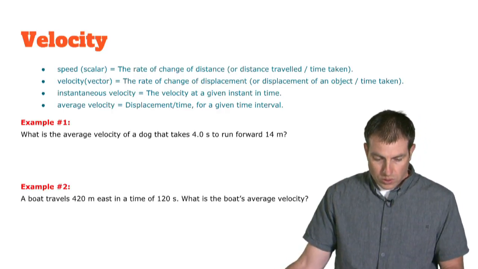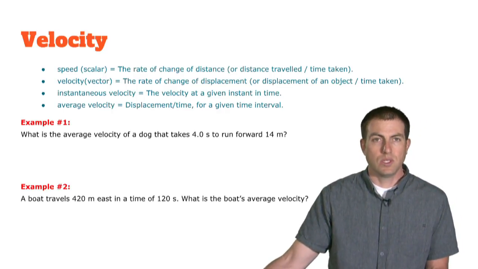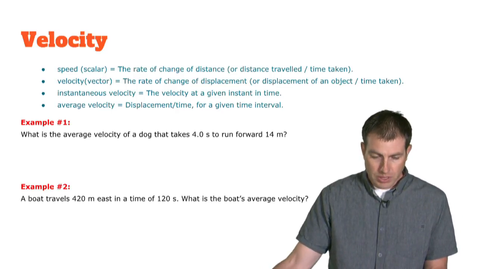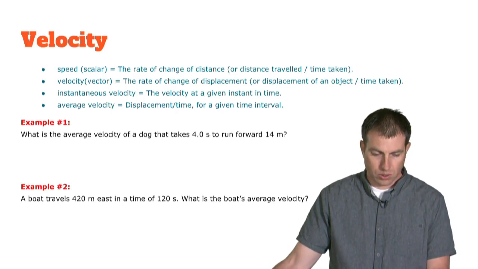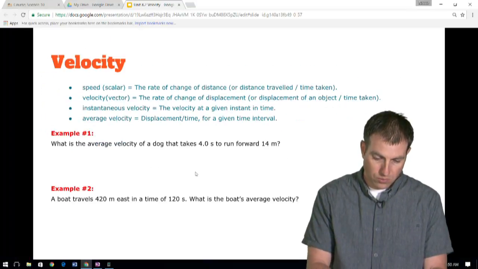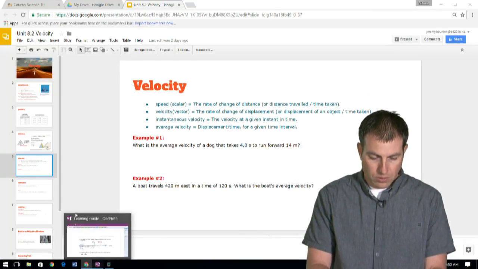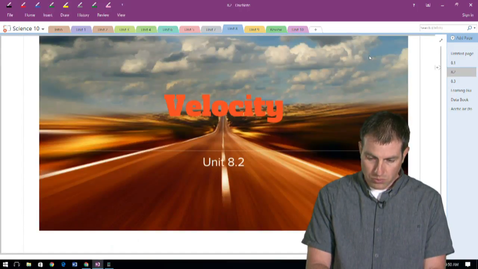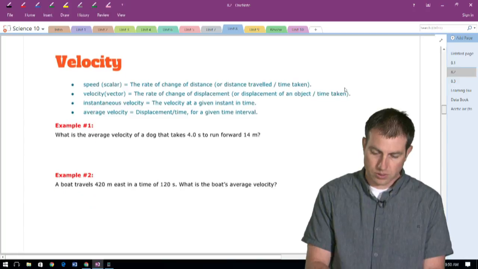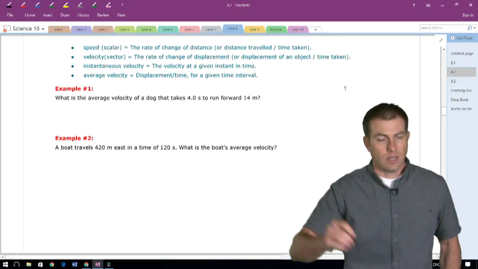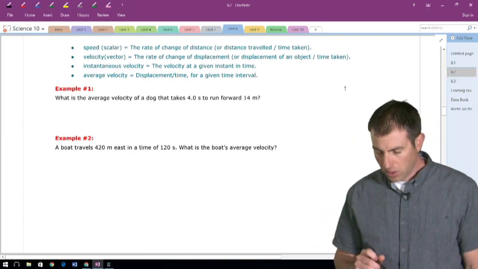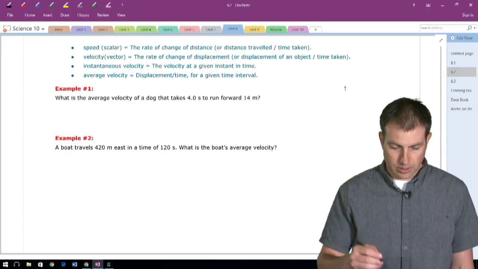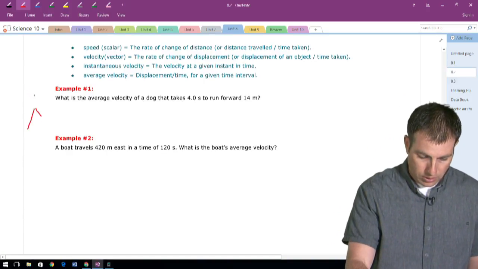All right, so let's look at a couple examples, see if we can use these formulas from the data book to try to figure these out. So what's the average velocity of a dog that takes 4 seconds to run forward 14 meters? So if I jump over here to OneNote, I can start filling out some of these. All right, if I think about what I have in the notes, I had this triangle. Here's my triangle. I have velocity, distance, time.